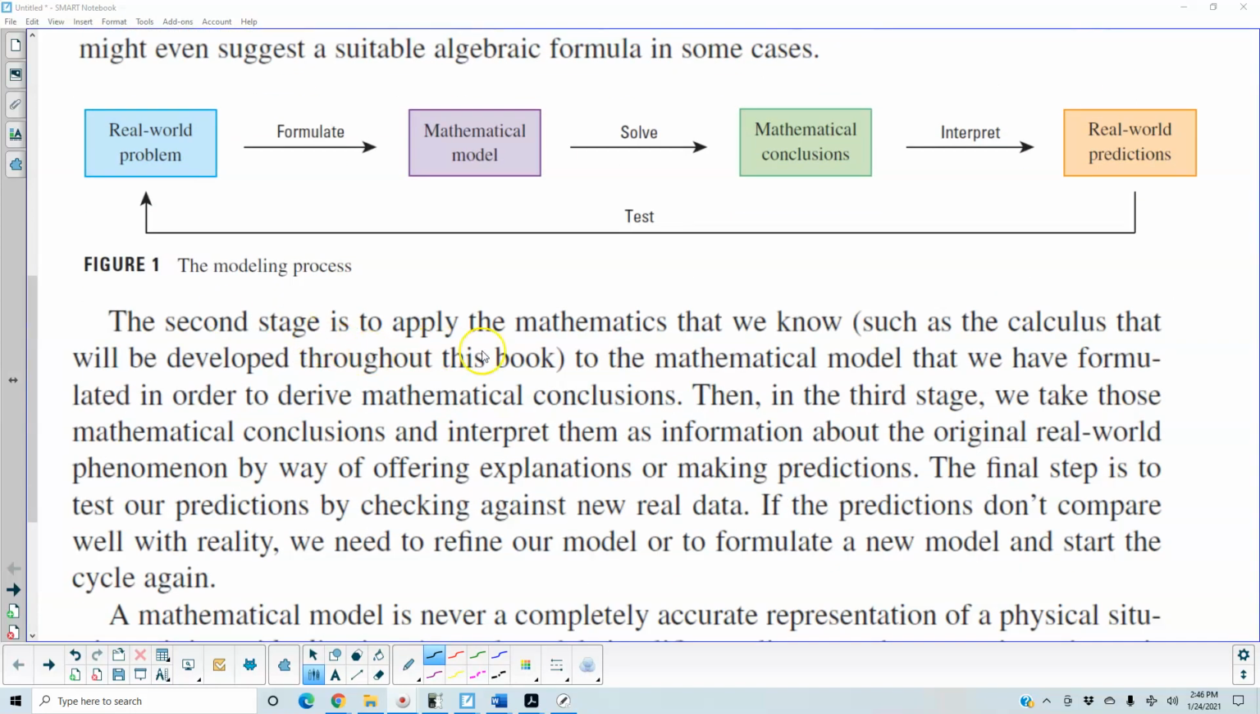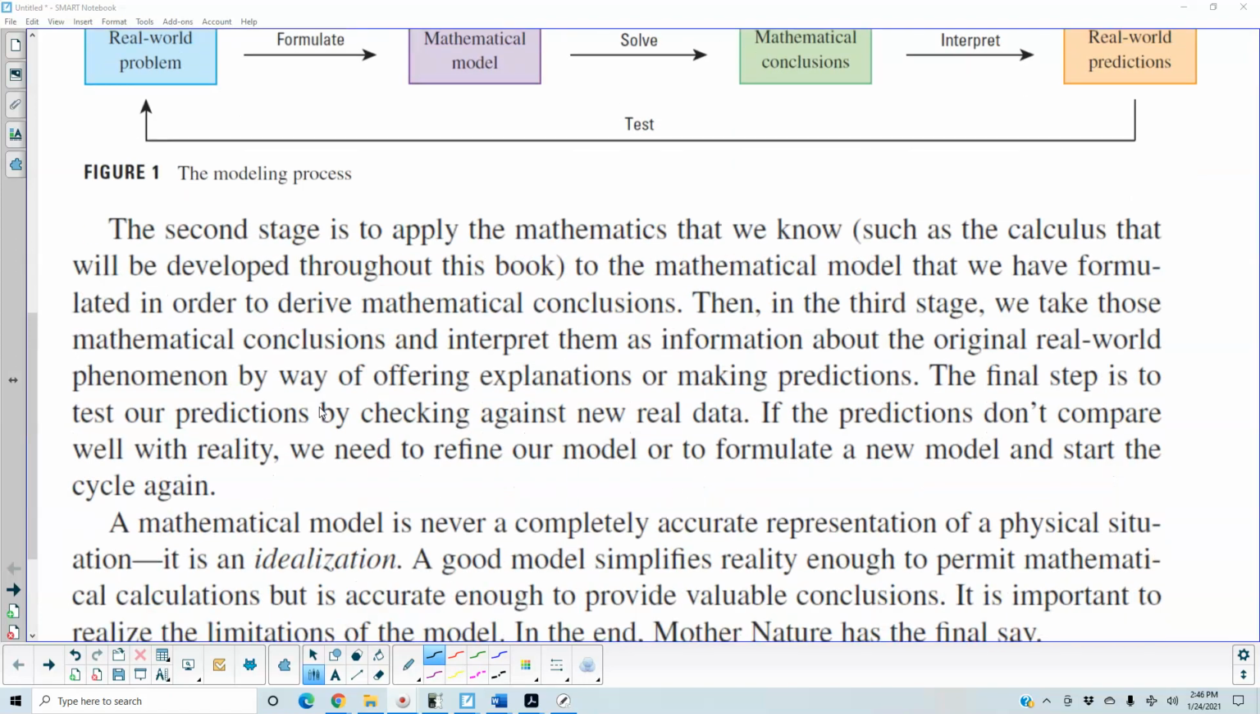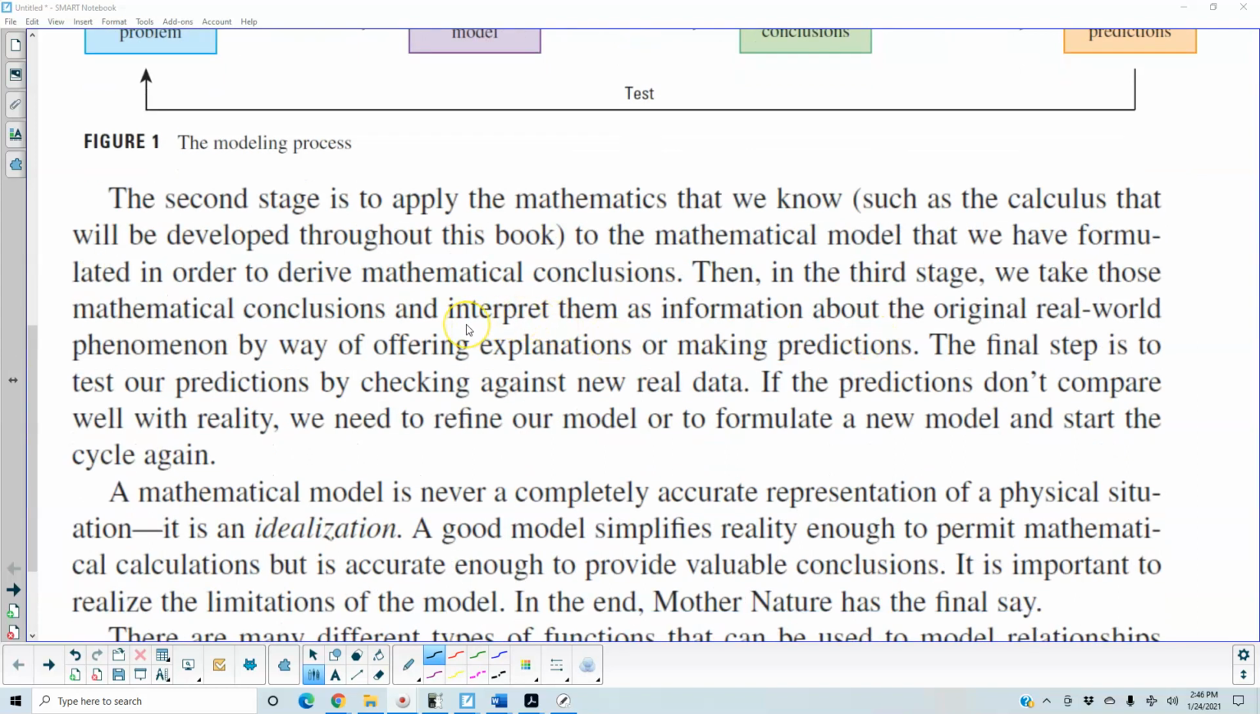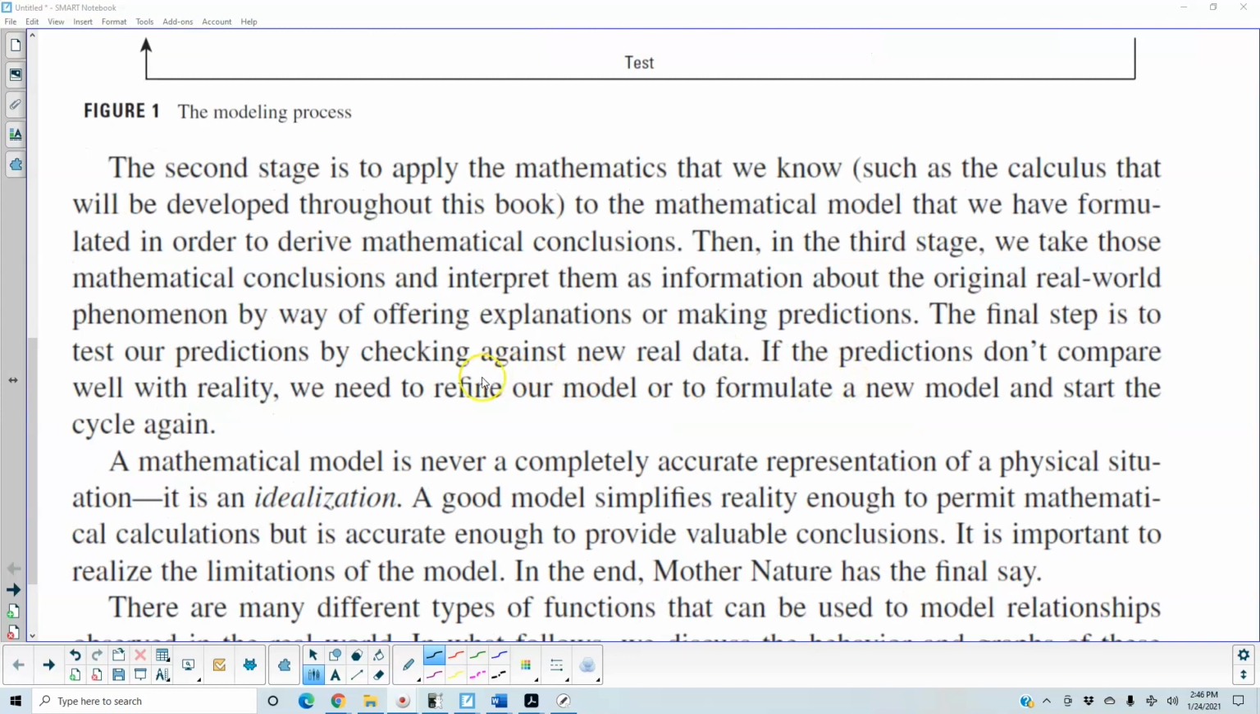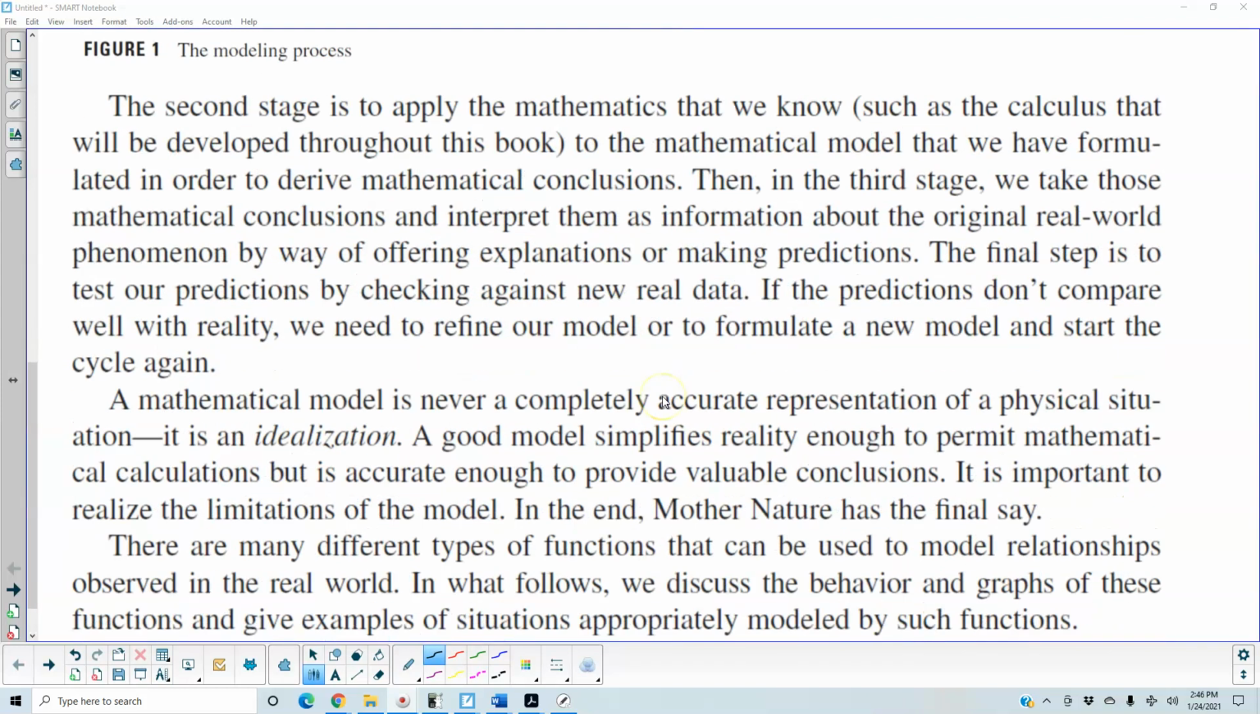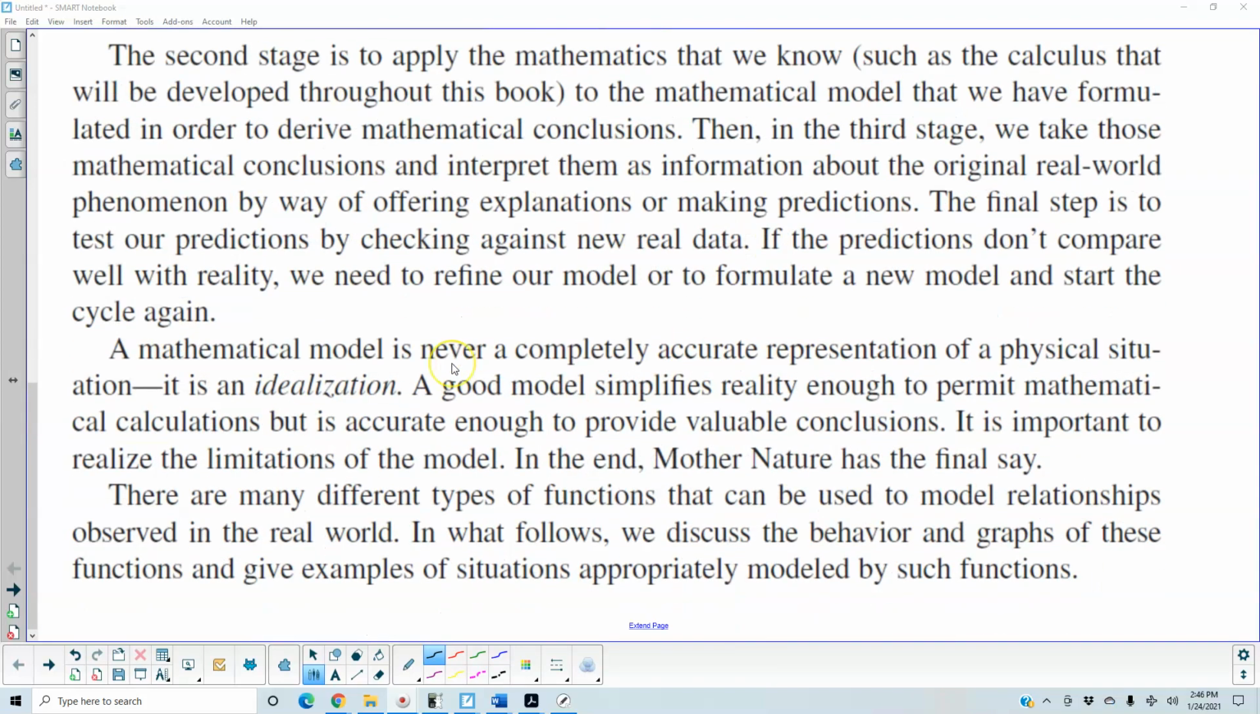Now, the second stage is to apply the mathematics that we know, such as the calculus that will be developed throughout this book, to the mathematical model that we have formulated in order to derive mathematical conclusions. Then in the third stage, we take those mathematical conclusions and interpret them as information about the original real-world phenomenon by way of offering explanations or making predictions. The final step is to test our predictions by checking against new real data. If the predictions don't compare well with reality, we need to refine our model or to formulate a new model and start the cycle again.